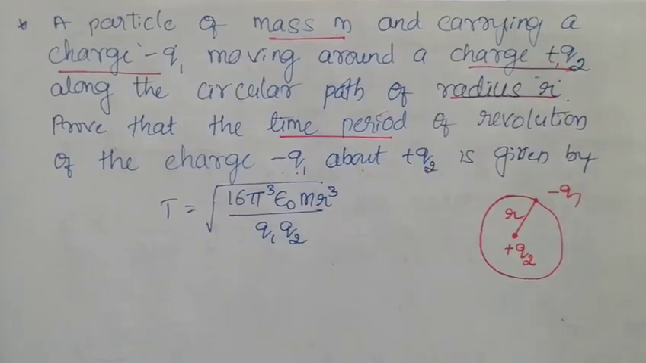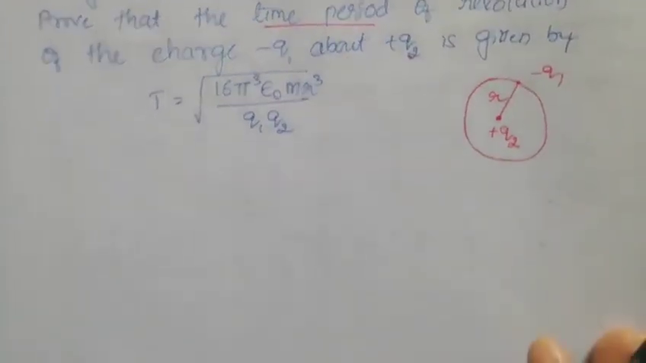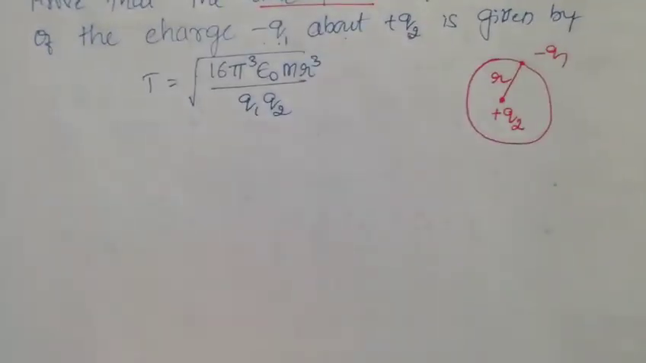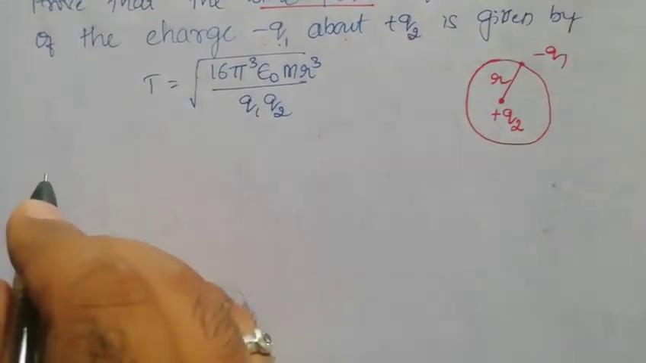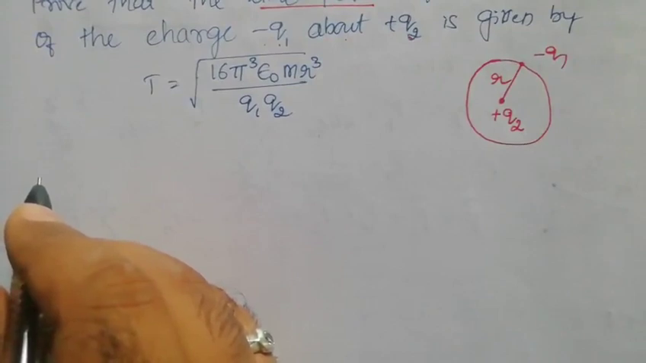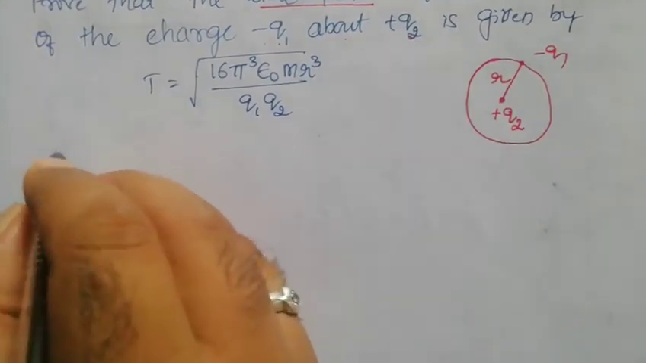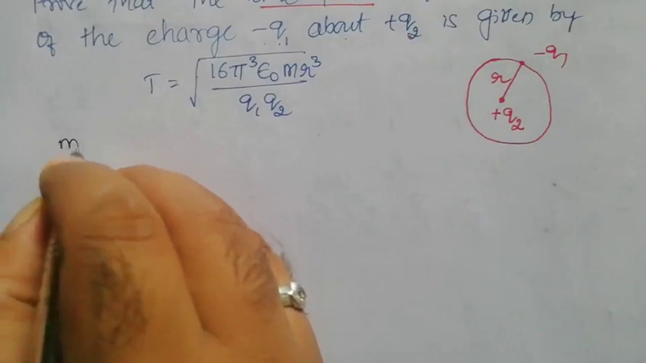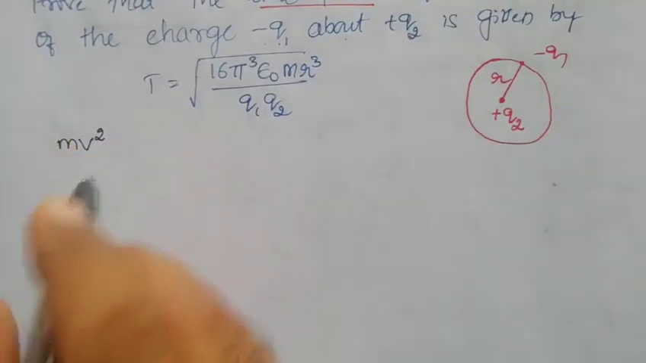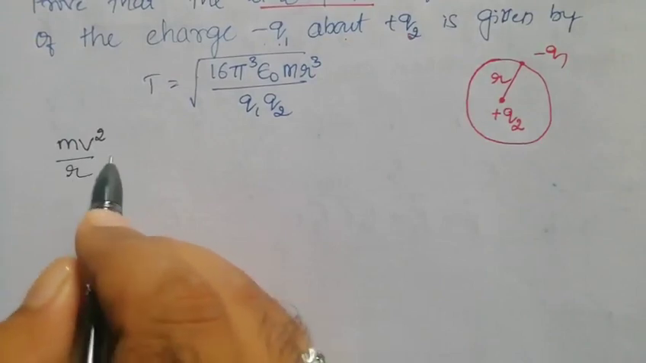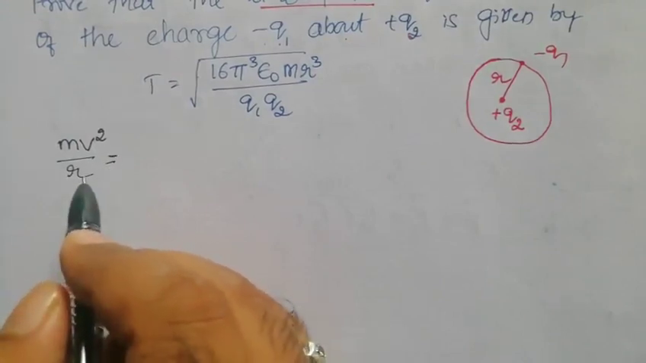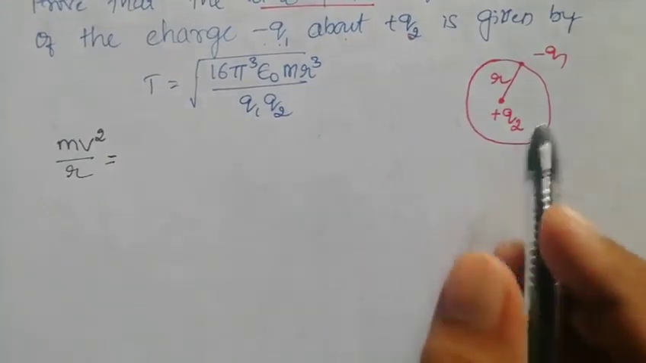So I can write in a simple way: the centripetal force must be equal to the Coulombic force of attraction. So I can write directly here mv square by r, that is the centripetal force, must be equal to the Coulombic force of interaction between q1 and q2.